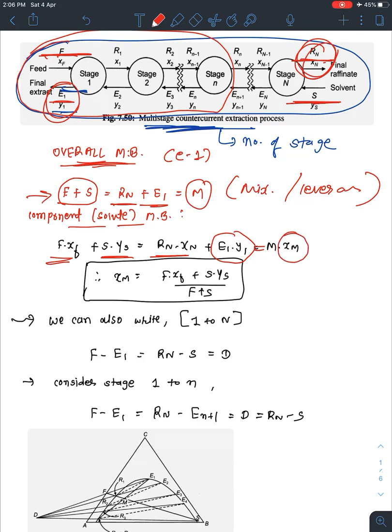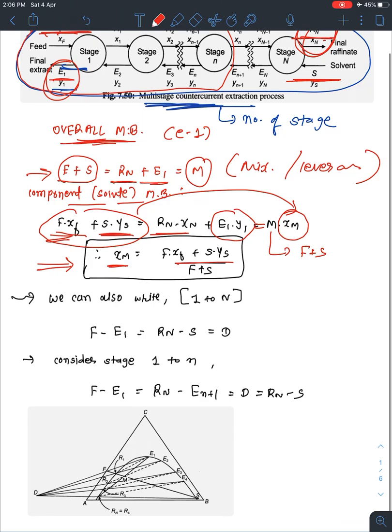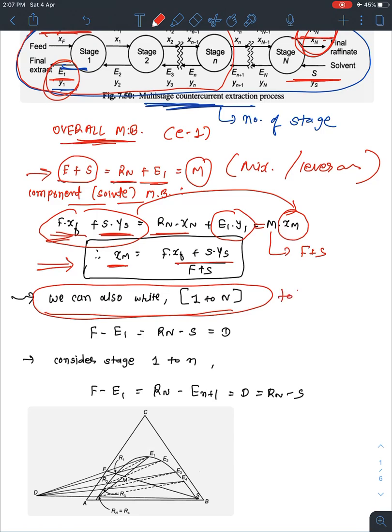From this equation we can find the amount of solute in the mixture, which is Xm equal to Fxf plus SYs divided by M. Here M is nothing but F plus S. So from this first equation we get the amount of solute in the mixture. That is the similar procedure that we followed in the single stage. Now next we'll focus on this again. That is envelope 1, you can see over here 1 to n, that is the total stages.